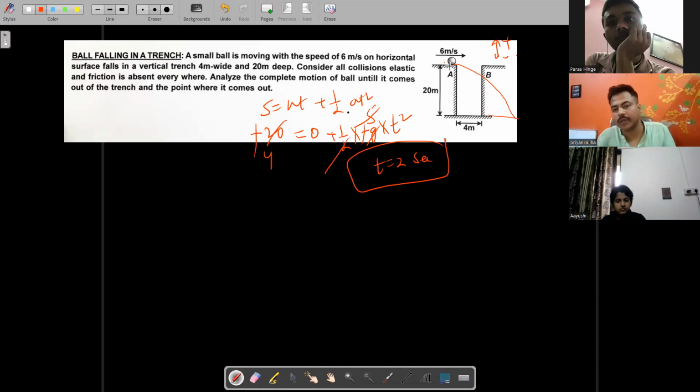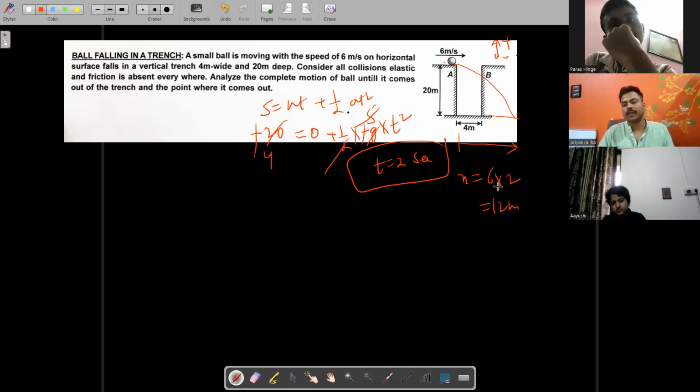So in 2 seconds, the ball will fall from this side to the ground, right? But now you can see, in 2 seconds, how much would be the horizontal displacement? Suppose the wall was not here, then what could be the value of this horizontal displacement, that is x? The initial velocity is always constant, 6 into total time. So that is 12 meter. If the wall was not here, this could have been 12 meter, right?